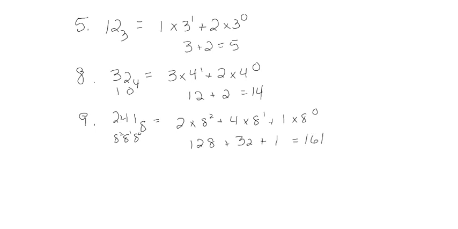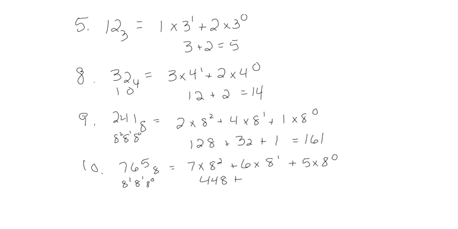Okay, number 10 was 7, 6, 5, base 8. So again, this would be 8 to the 0, 8 to the 1, 8 to the 2. So this would have been 7 times 8 squared plus 6 times 8 to the first plus 5 times 8 to the 0. So again, 8 squared is 64, so I'm going to do 64 times 7, and that gave me 448. This is just simply 6 times 8, which is 48, 5 times 1, which is 5. So now I'm going to add 448 plus 48 plus 5, and I got 501.